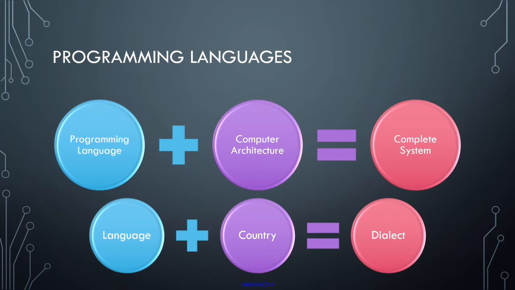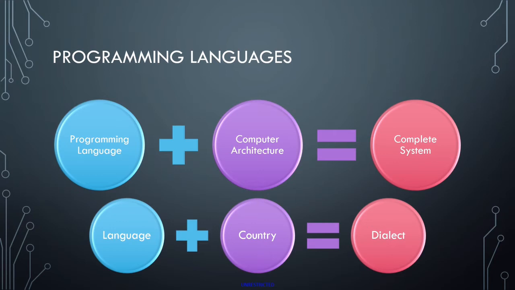So the architecture acts as a bit of a modifier of the language, much as a country could act as a modifier of a language that we would speak. So for instance, English in the United States, an English speaker from the US is probably going to sound different from an English speaker in the United Kingdom, right? Both people are speaking English, but they'll probably sound very different.